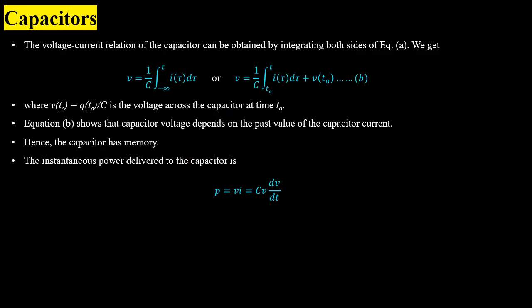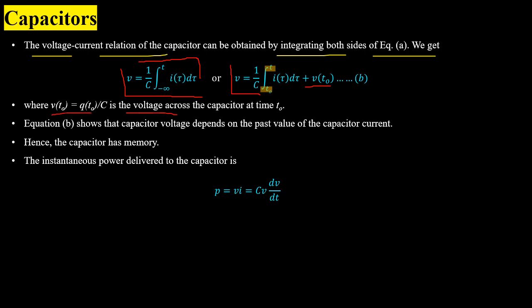Now the voltage-current relation for a capacitor can be obtained by integrating both sides of equation A, which results in the relation that the voltage across the capacitor is equal to 1 over the capacitance multiplied by the integral of the current through the capacitor, or 1 over capacitance integrating current from start time to present time, plus the initial value of voltage across the capacitor. Here V of t naught equals the voltage across the capacitor at time equals t naught.